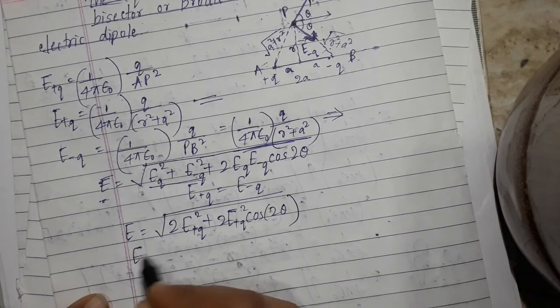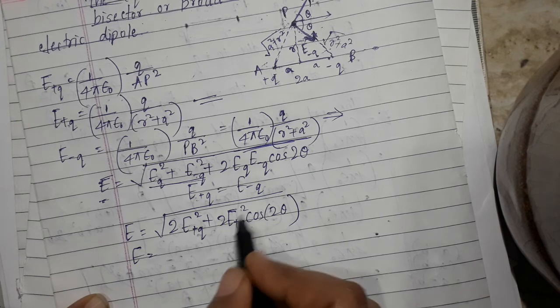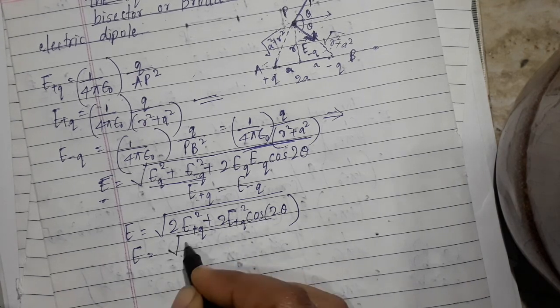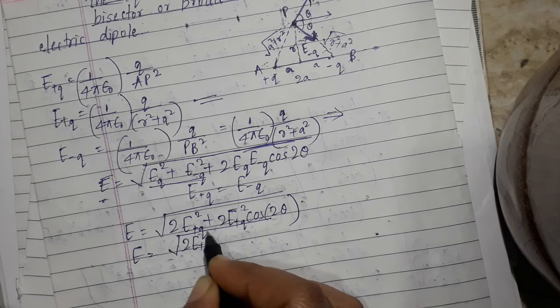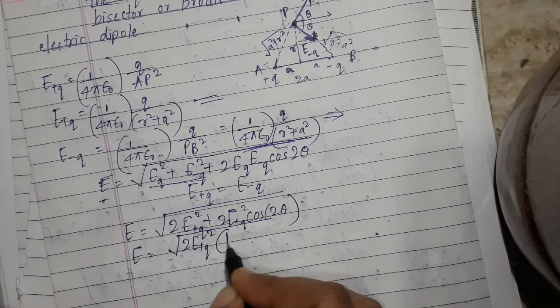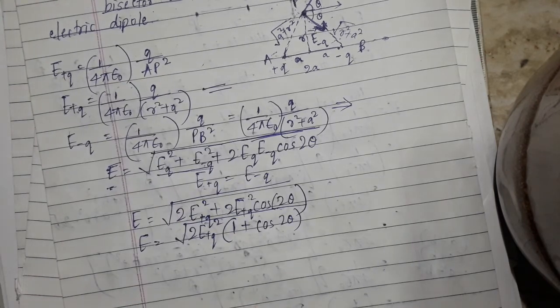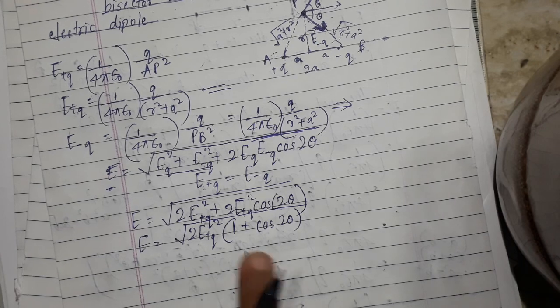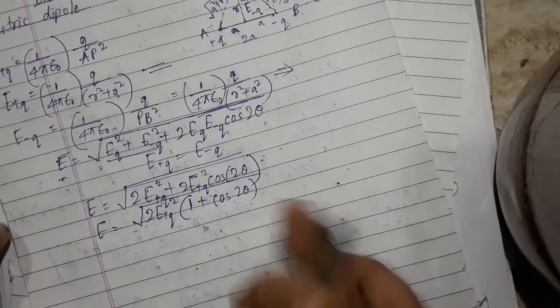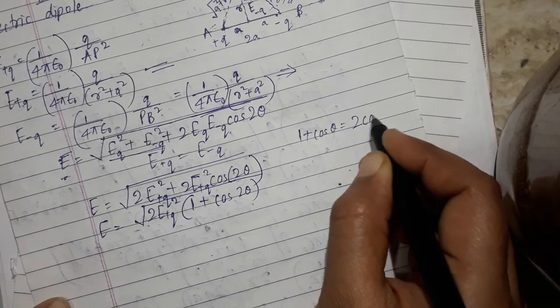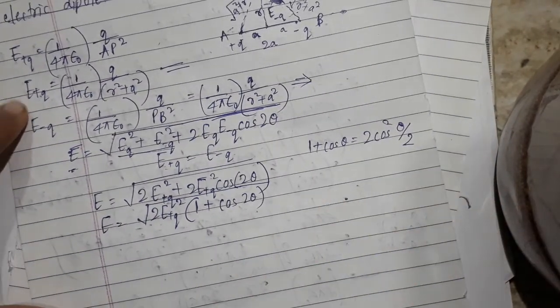Now we will take out the common factor. 2 E plus Q square is common, so you can take that common, that is 2 E plus Q whole square, the remaining is 1 plus cos 2 theta. We all know in trigonometry there is a formula for 1 plus cos theta, that is 1 plus cos theta is equal to 2 cos square theta by 2.